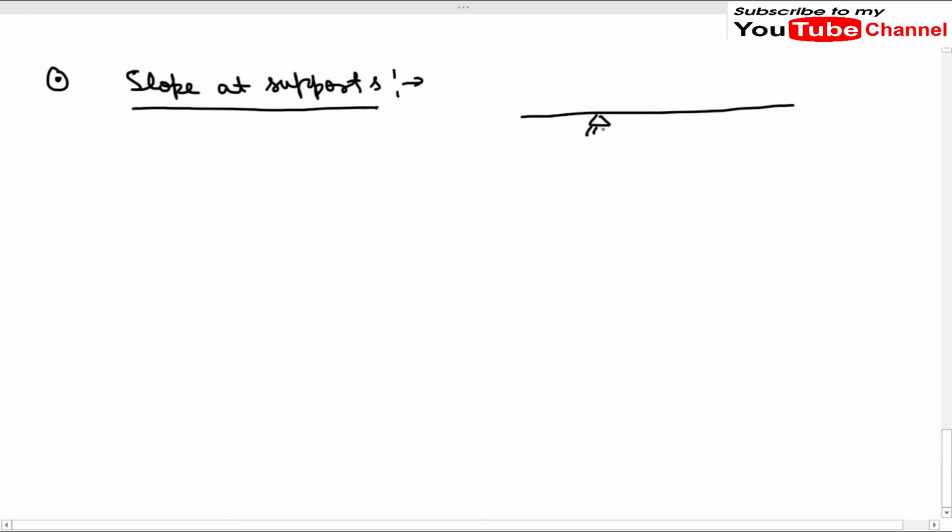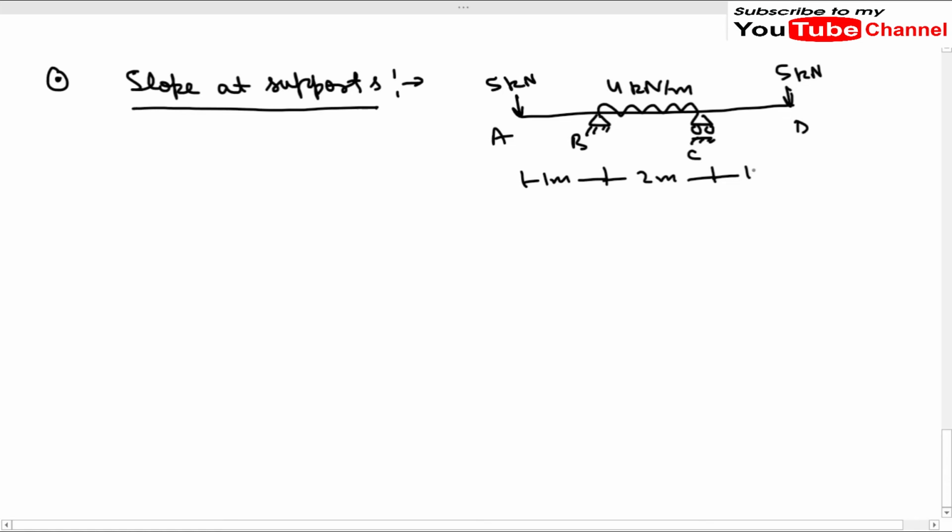So this is our beam. Okay, and this is the pin support, and here we have 5 kilonewton, and here we have 5 kilonewton, and in this segment we have 4 kilonewton per meter square. This is A, B, C and D. Okay, so the loading is symmetrical and the geometry of the beam is also symmetrical, because it is 1 meter and it is 2 meter, and this is also of 1 meter.